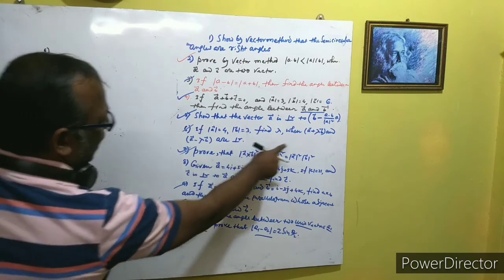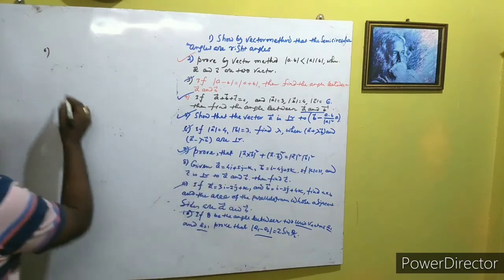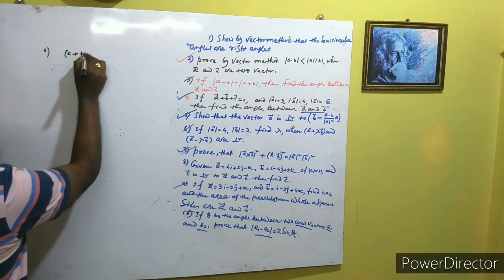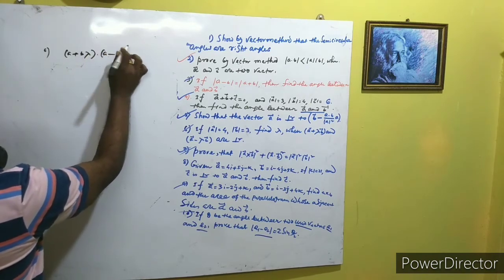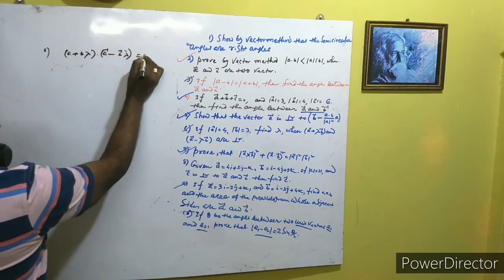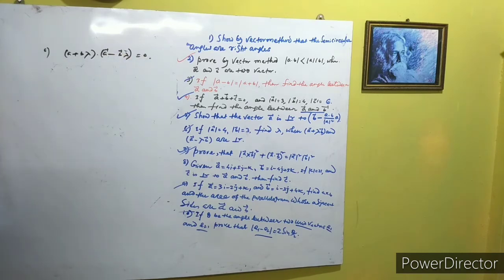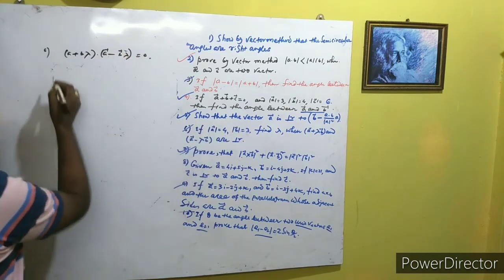No, this is 6. The angle between the two vectors A plus B into lambda and A minus B into lambda is given as 90 degrees. Lambda is a scalar, and A and B are vectors. Find the value of lambda.